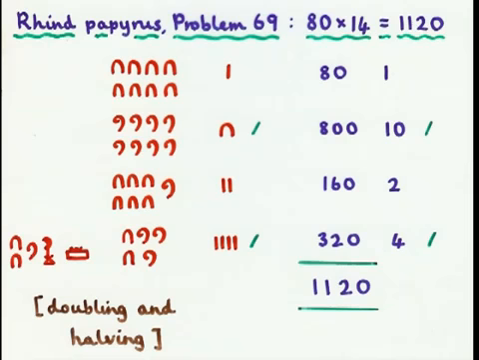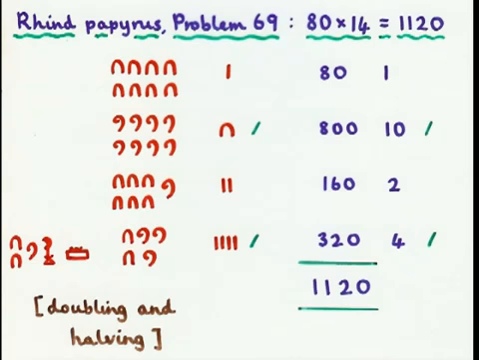Multiplication is more interesting and was done mainly by using successive doubling and halving. The multiplication by 10 was also simple, because you just replace each symbol by the next one. So here is a calculation of 80 times 14, taken from the Rhind Papyrus, problem 67. So you write 80, which is 8 of these, and then you replace each heel bone by a coiled rope to give you 800.